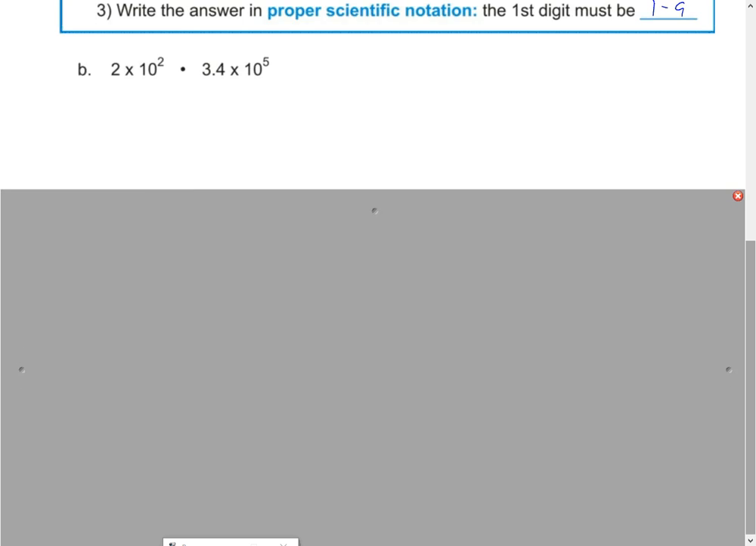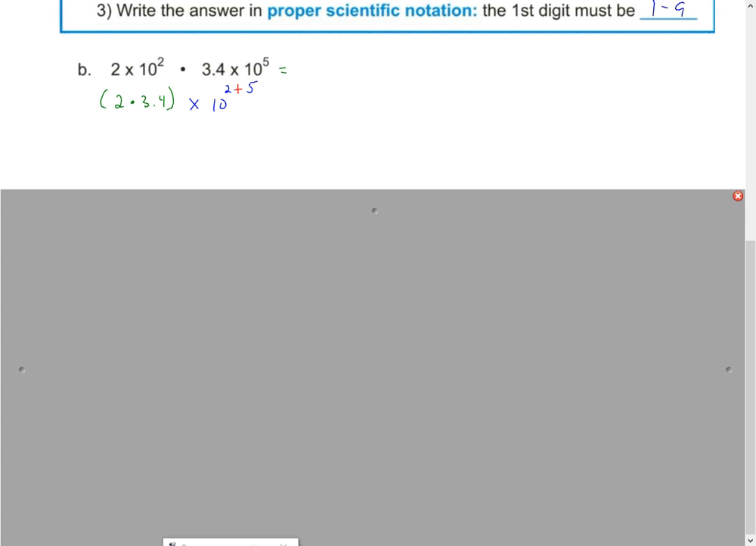Example 1. So example 1 is a multiplication problem. To help out, I'm going to do it with parentheses. The first thing here, I'm going to start off underneath. The first thing I want is the 2 times the 3.4. Do you agree? And then I'm going to do this part in blue, times 10 to the 2, I'm going to take my red, plus 5.